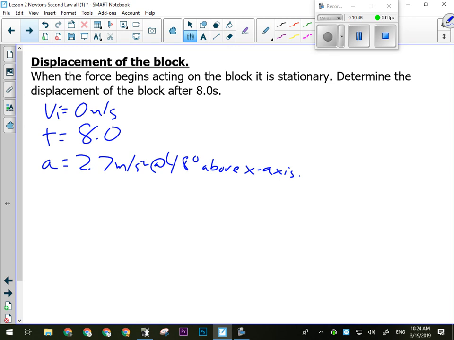Okay, can I find the displacement of the block? Okay, give you a minute. See if you can find it here. So this is just an acceleration problem, right? We don't even have to manipulate the formula. We're going to use d equals vi times t plus 1/2 at squared, okay? Which, since vi is 0, is just going to be 1/2 times 2.7 times 8 squared.